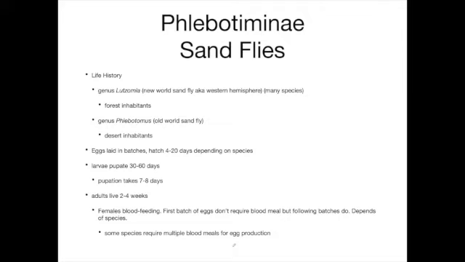Pupation itself is 7 to 8 days, and adults will live for a few weeks. Females are blood-feeding, males are not. The very first time a female lays eggs, she's not going to require any kind of blood meal, but any second, third, or fourth batches of eggs is going to require a blood meal. And again, this is going to be species specific.